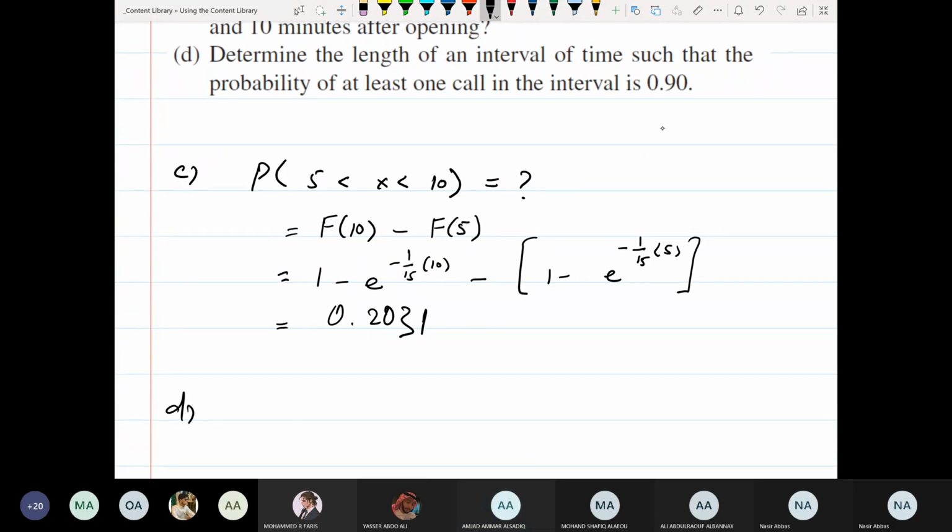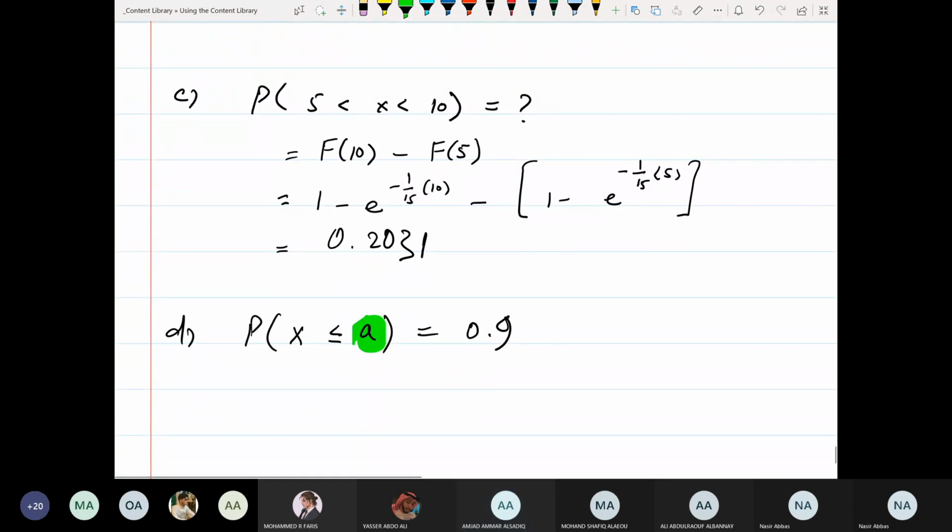The question is like this. Probability of x less than or equal to a is 0.9. And the question is asking to find this a. Find the length of the time, find the value of a such that the probability of having at least one call within the interval is 0.9. So you should receive the call within that time. The probability of receiving the call within that time is 0.9. Within that time means that the time should be less than or equal to that value. So you have to solve this equation. This equation means you need to solve the 90th percentile. A is basically the 90th percentile.